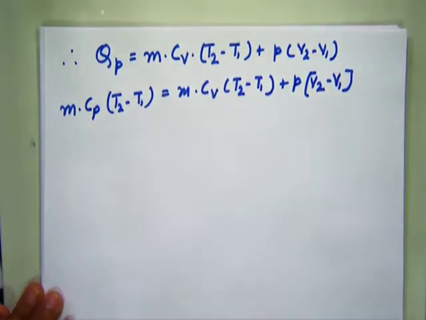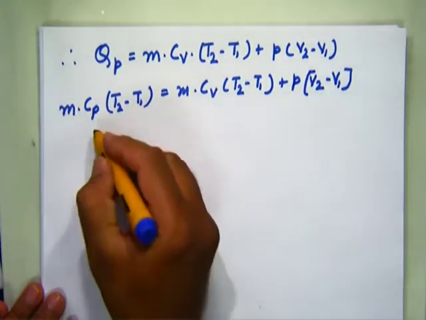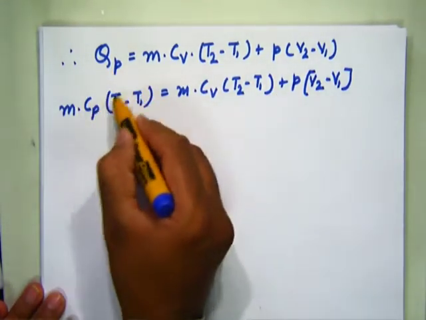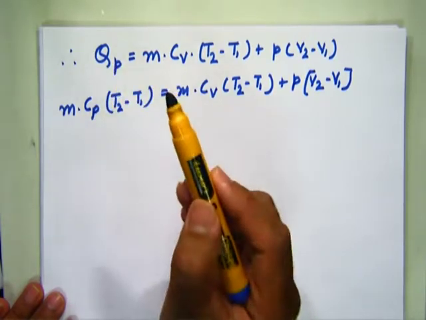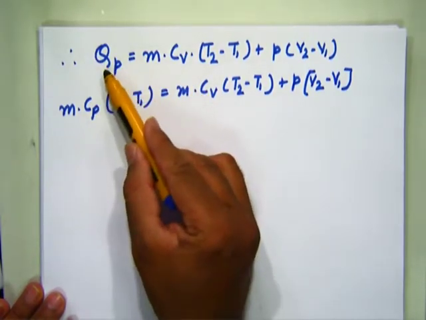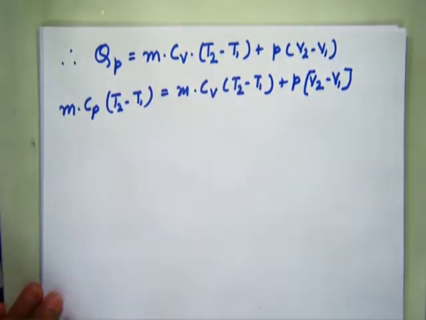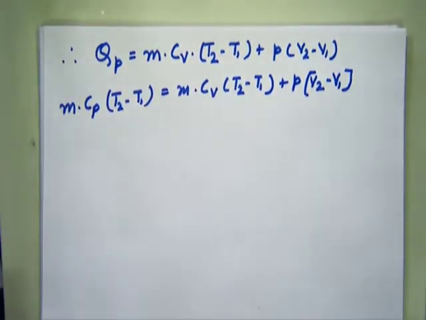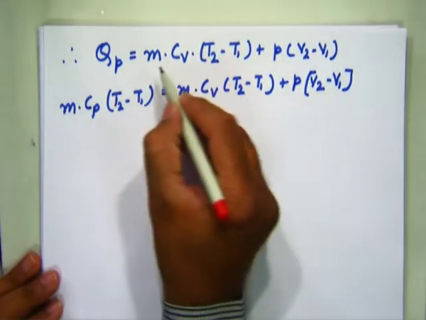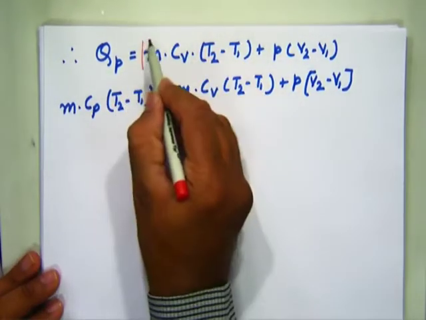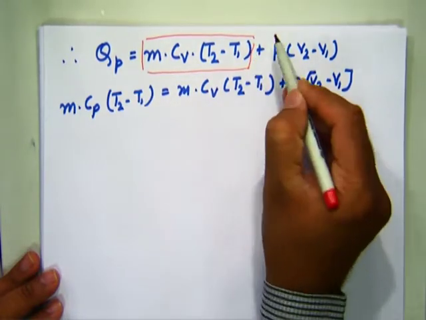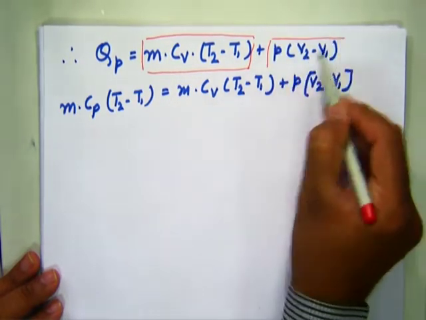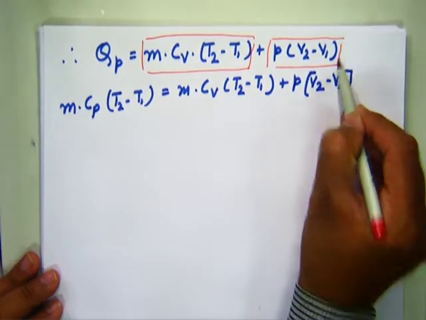Now, see, this is the relationship for the amount of heat supplied at a constant pressure. That amount of heat is utilized, one part to change the internal energy, and the other part to overcome the work resistance.